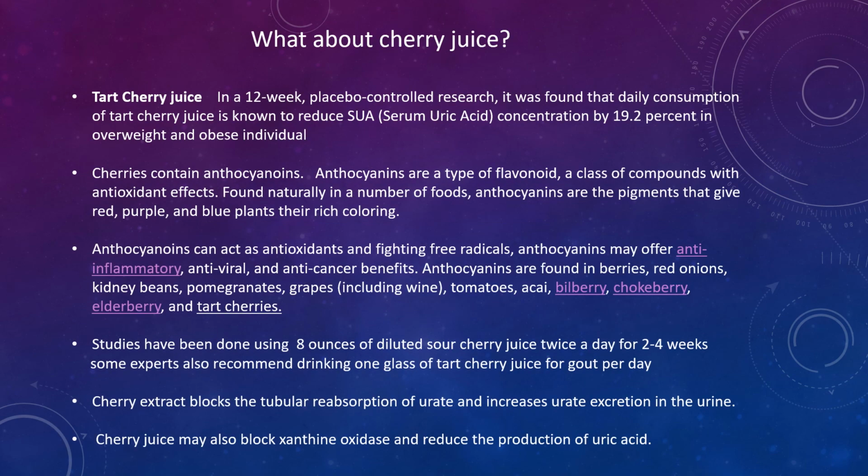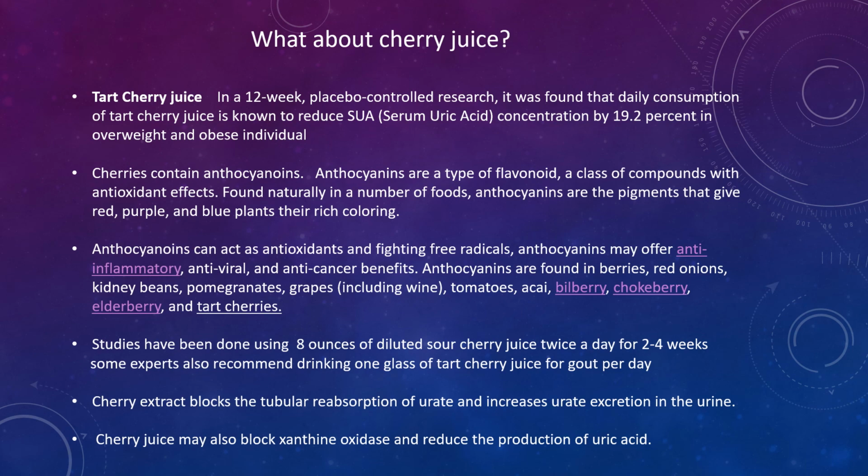What about cherry juice? Well, in a 12-week placebo-controlled study, cherry juice was found to decrease serum uric acid level by 19.2% in overweight and obese individuals. That's because they contain anthocyanins, which are a type of flavonoid, which has antioxidant effects. And these are also found in berries, red onions, kidney beans, pomegranates, grapes, bilberry, chokeberry, elderberry, and tart cherries. The studies were done with 8 ounces of diluted tart cherry juice twice a day for 2 to 4 weeks.